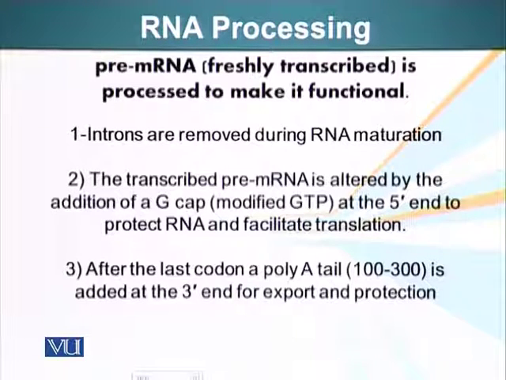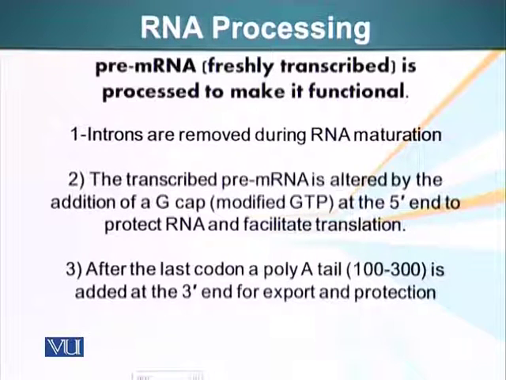The transcribed pre-messenger RNA also has to get a G cap, a modified GTP, at the 5' end of the messenger RNA. This is basically done to protect the RNA. RNA is a very labile molecule as compared to DNA. RNA has a very short life because it degrades very, very easily.